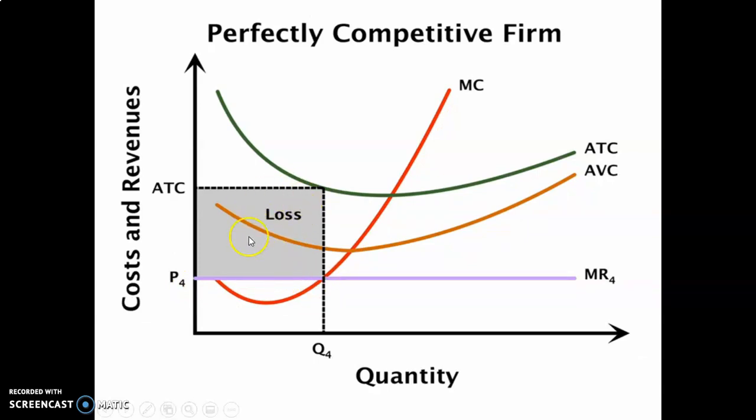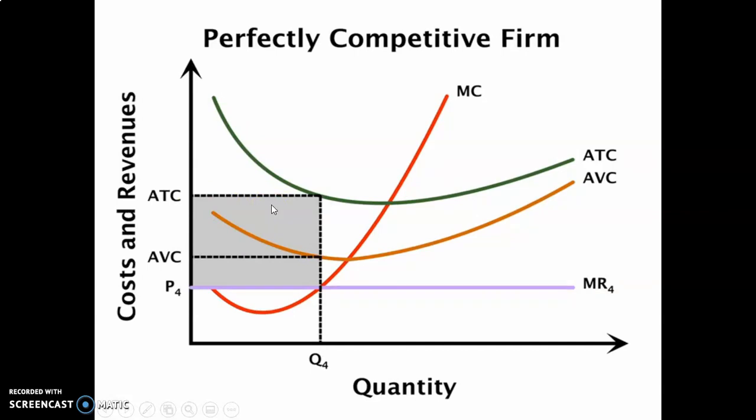Now you have an even bigger loss. Now, obviously, if you're going to compare the two, the bigger loss is where you want to stop producing. But why don't you stop producing up here as well? This gives us a little bit more of a complete picture.